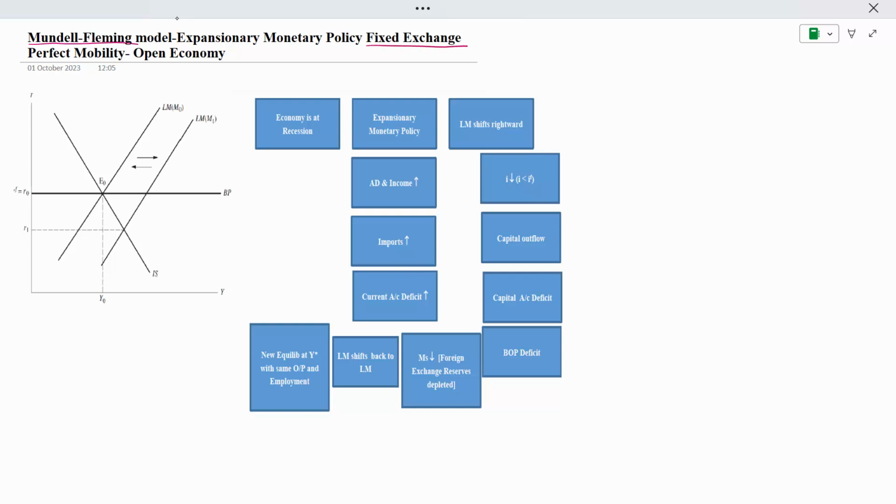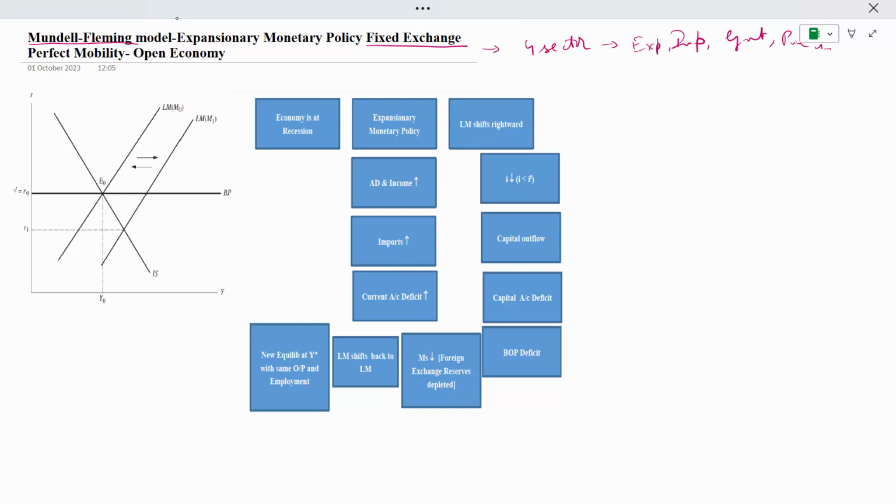Fixed exchange regime. So we will be having a four-sector model, wherein we'll be having our exports, imports, the government intervention, as well as the private players too. So this is the four-sector kind of model.